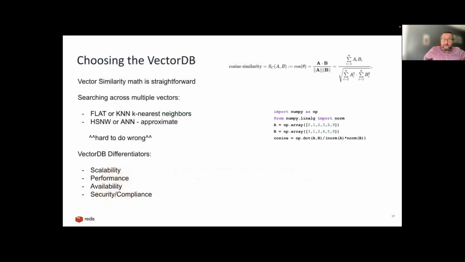Now, for the vector database, right? A vector database essentially looks at this row of numbers that.